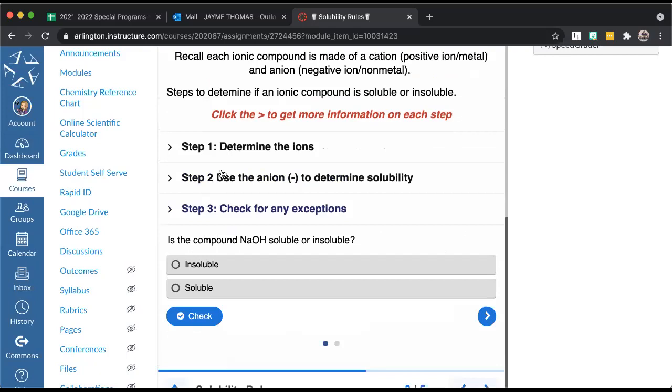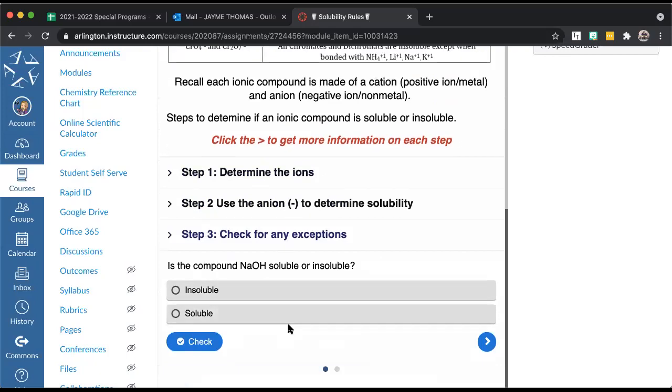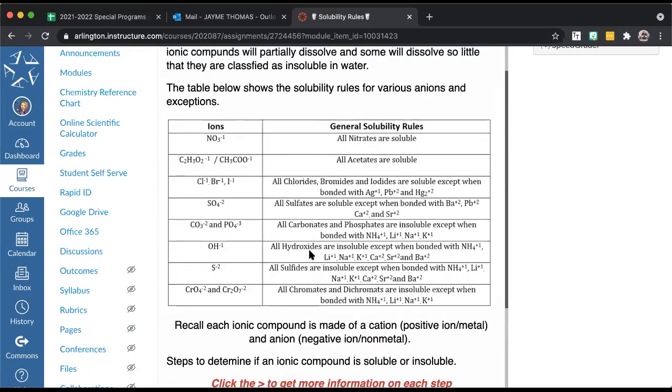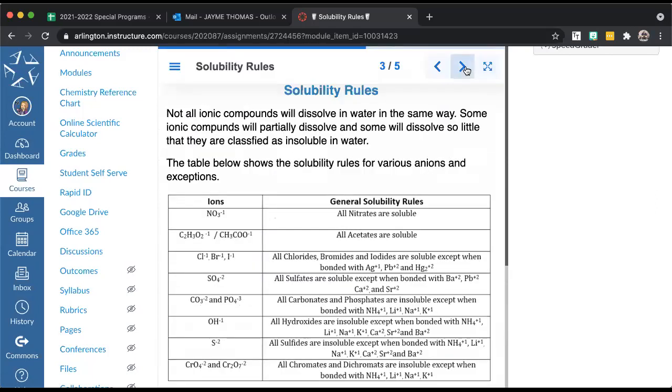So here at the bottom, you have a couple to practice with. It's going to give you NaOH and then BeCl2. It gives you a couple to practice with on the rules that you can check yourself, just to make sure you're understanding how to do it correctly.